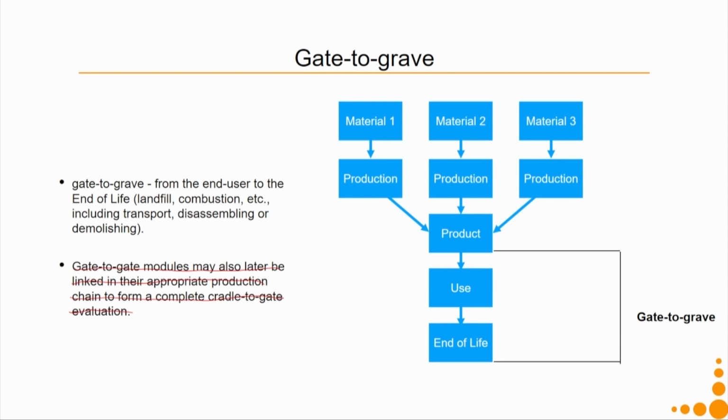In gate to grave, what we can do is we can put better emphasis on the use phase and the end of life phase. As a result, what we are trying to target is some way in which I can influence the consumption behavior.